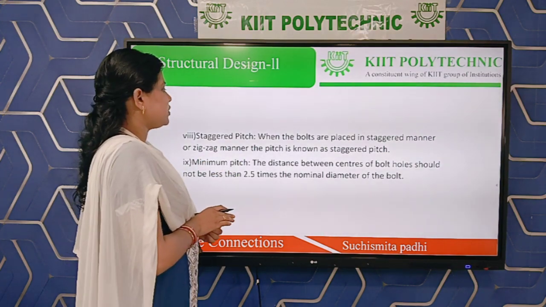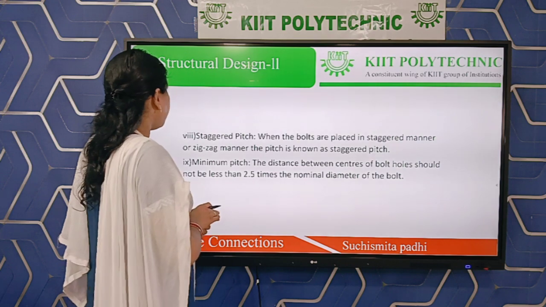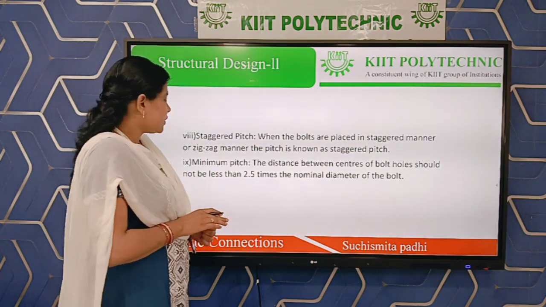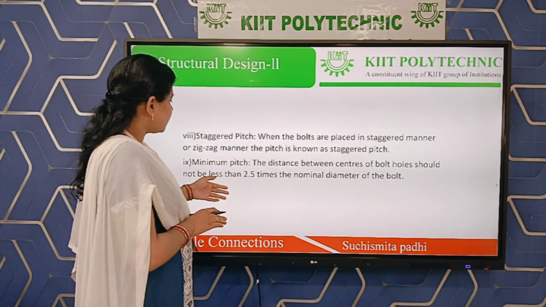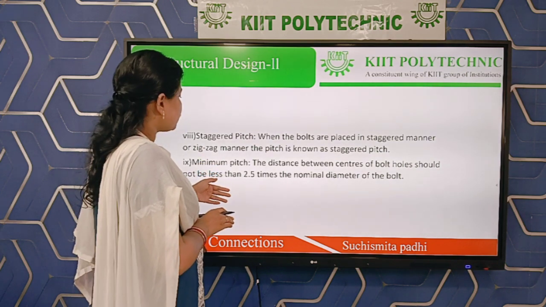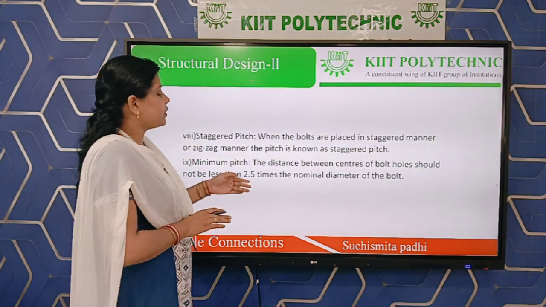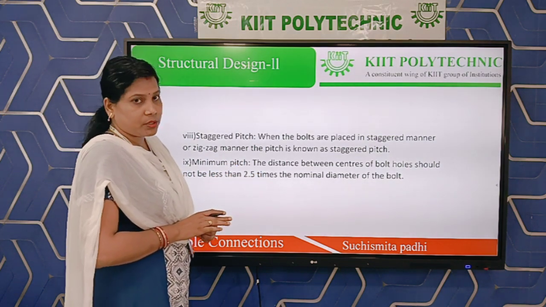Next is minimum pitch. The distance between centers of bolt holes should not be less than 2.5 times the nominal diameter of bolt. So this is the minimum pitch, which should not be less than 2.5 times the nominal diameter, which we will use during the design of problems.